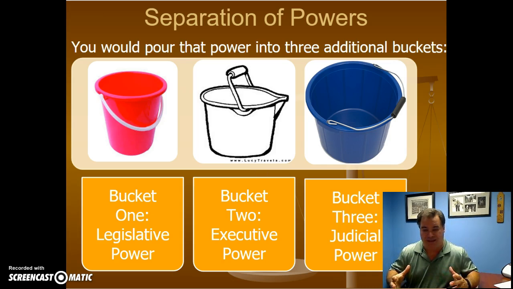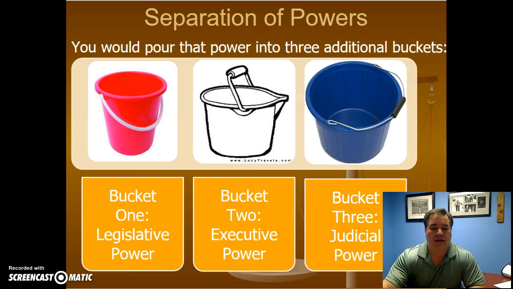If you shake the bucket, the people's power bucket, there should still be some power sloshing around in there. Those are reserved powers. Those are powers reserved to the people. The power that you gave the legislative branch, that's in the legislative branch bucket, is those powers vested by the people for the legislature and so on.